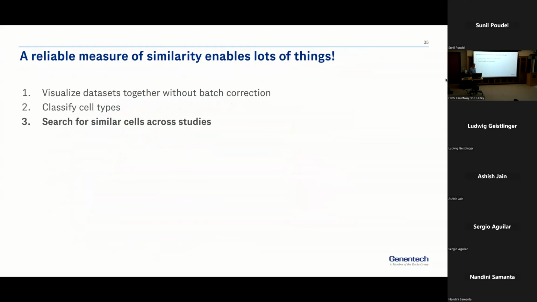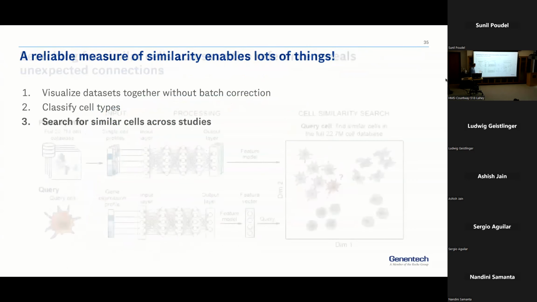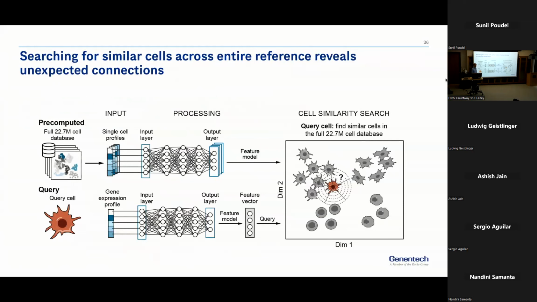And so the last, and I think the most interesting application here, is to search for similar cells across studies. And just like the cell type classification, we're going to use a similar framework where we have, in this case, our full almost 23 million cell reference database. We can pre-compute, we can pre-embed everything. And then we can take a query cell and embed that in the same space, and we can try to find which cells are the most similar to that.